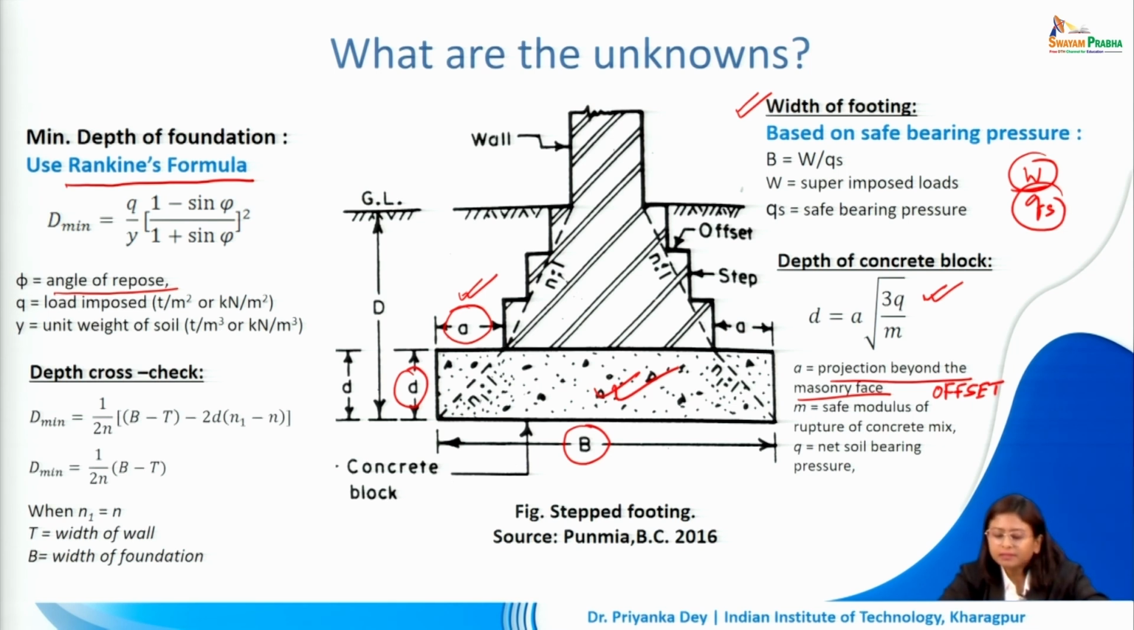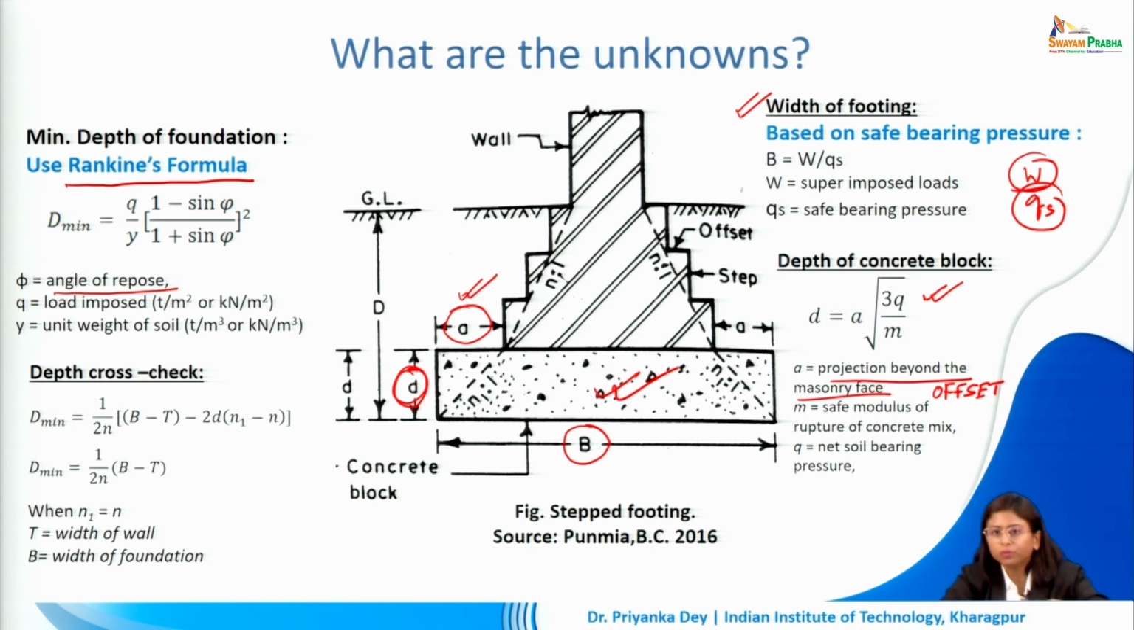M is the safe modulus of rupture of concrete mix, so we will have to know this value. And Q is the net soil bearing pressure. With the help of these, we will be able to calculate the small d, which is the thickness of this concrete that we are placing at the bottom of our footing.